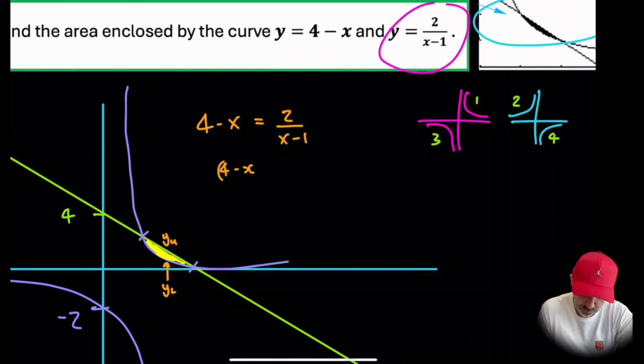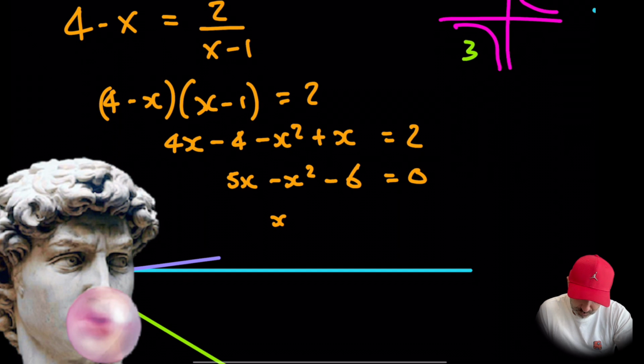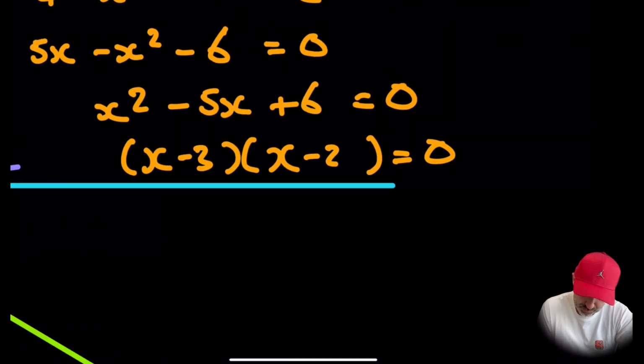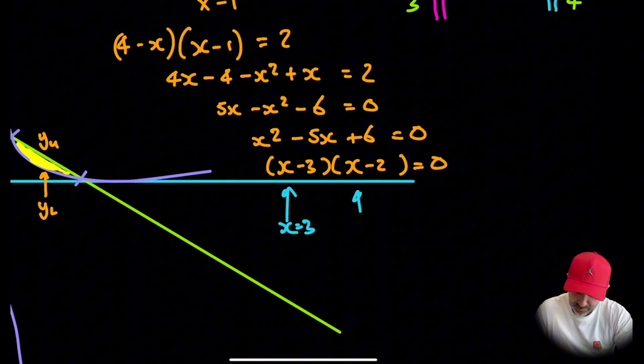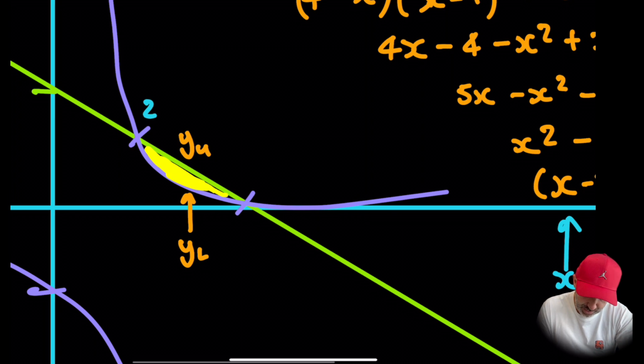So we get 4 minus x times by x minus 1 is equal to 2. So we're going to get 4x minus 4 minus x squared plus x is equal to 2. And we can just solve this quadratic. So minus 3 and minus 2. So therefore, it intercepts either when x is equal to 3 or x is equal to 2. Right, so these limits here are going to be 2 and 3.